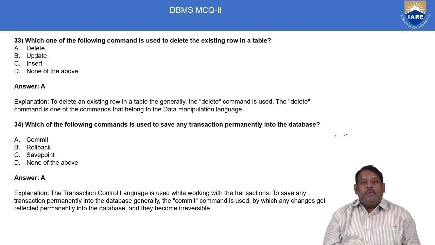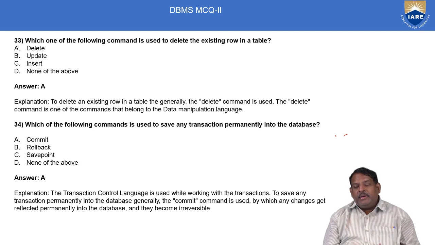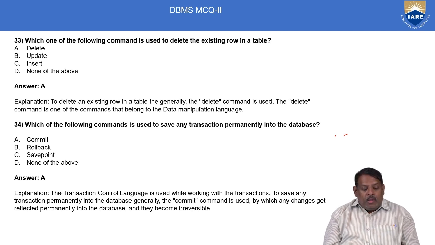We need to store permanently into the database. Save permanently is commit, so commit saves permanently to the database. Save point is just an intermediate storing point.